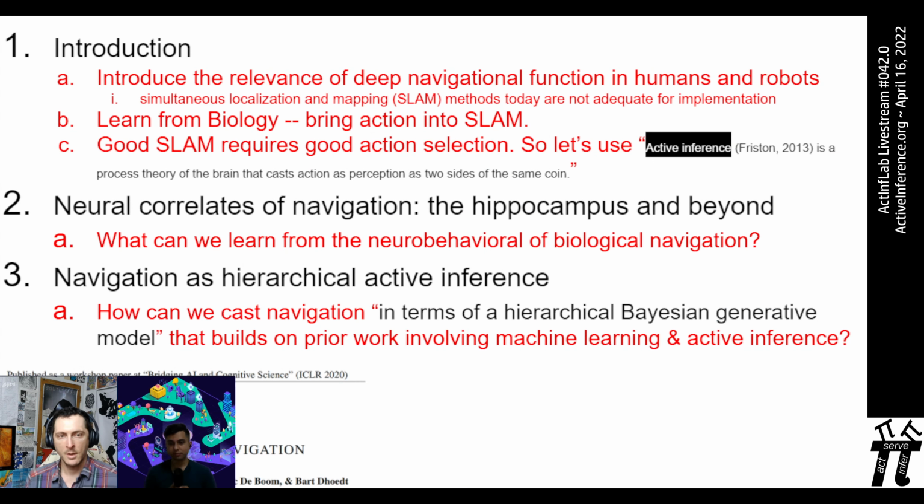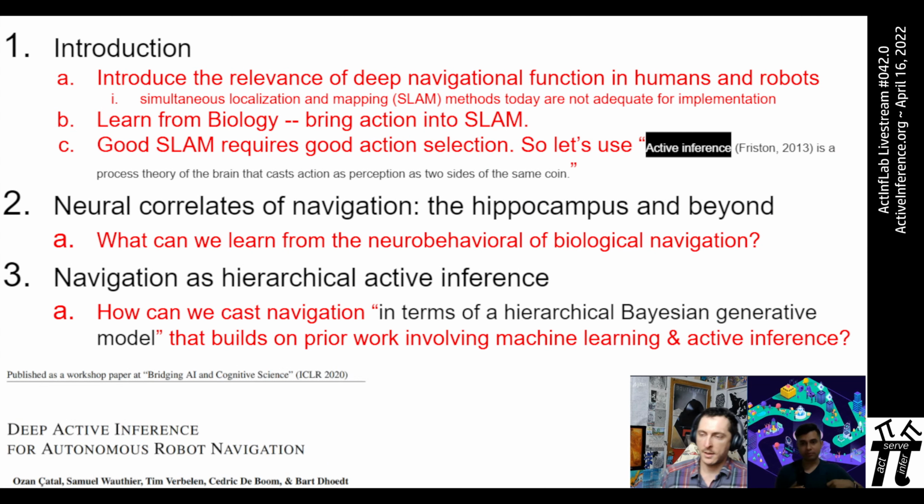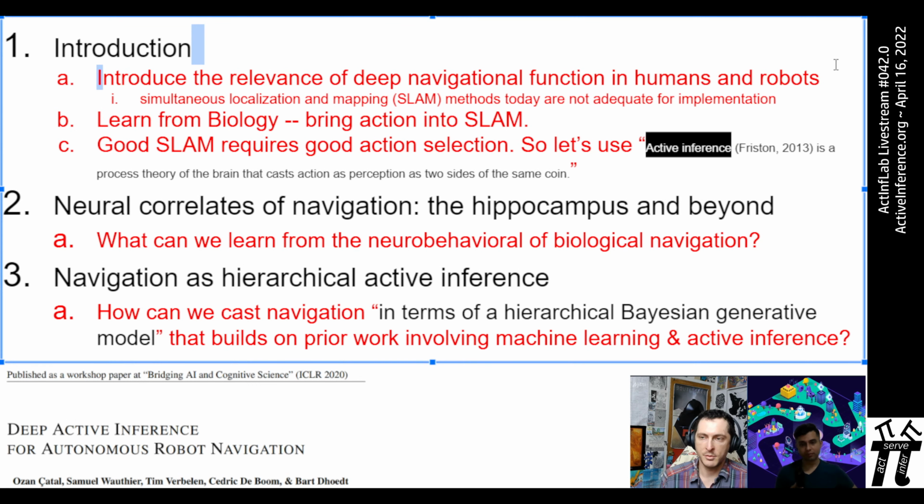Awesome. So the paper, in the introduction, introduces the relevance of the necessity of the deep navigational functions that humans and other organisms have, but also that we would want robots to have. That's the main theme here. If we learn from biology and bring action into robotic SLAM, we may be able to approach these questions. And then they ask, okay, how are we going to bring action into SLAM?